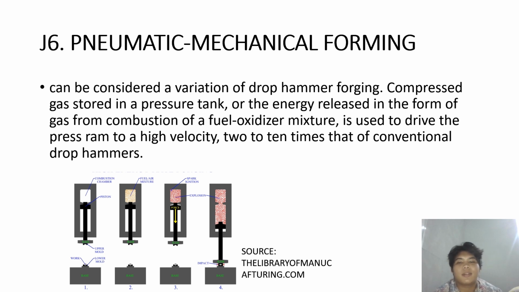Pneumatic mechanical forming can be considered a variation of the primer forging. Compressed gas stored in a pressure tank, or the energy released in the form of gas from combustion of a fuel oxidizer mixture, is used to drive the press ram to high velocity, 2 to 10 times that of conventional drop hammers.